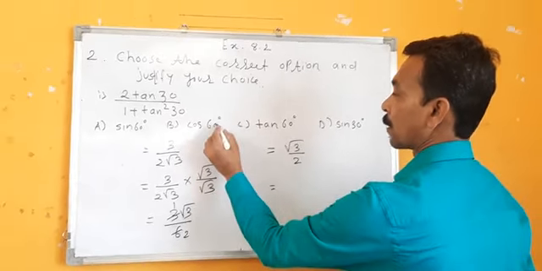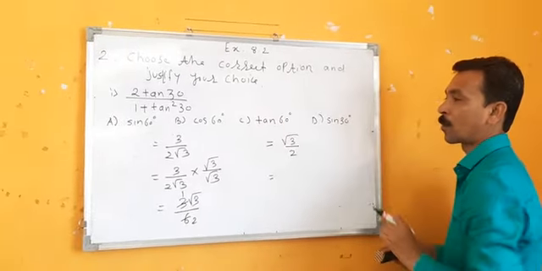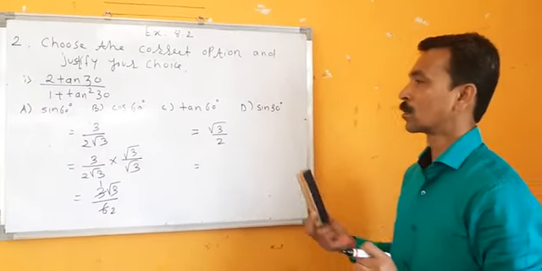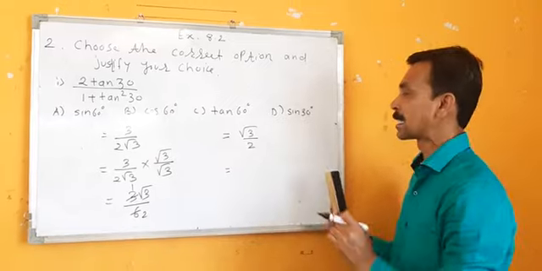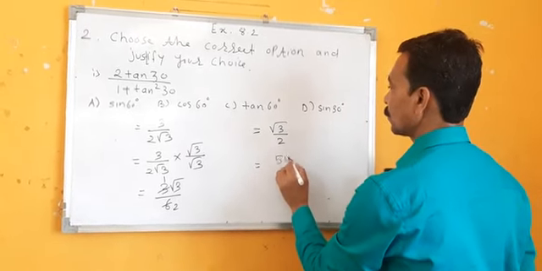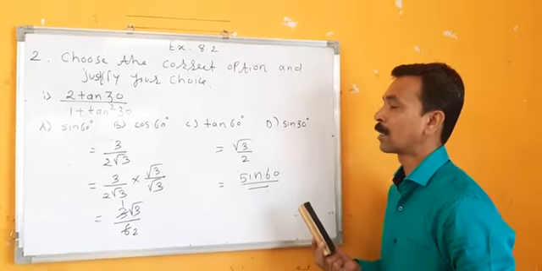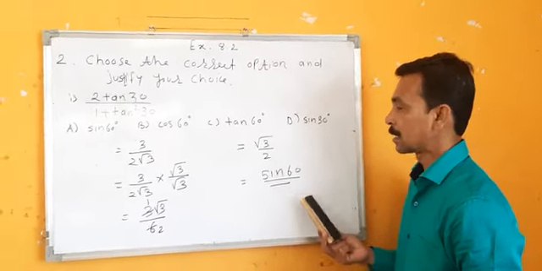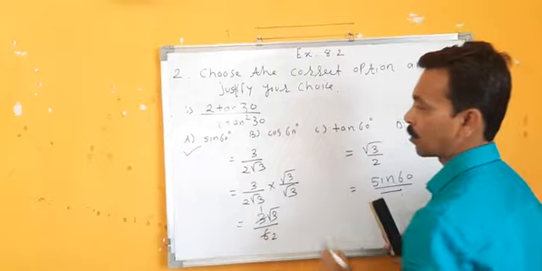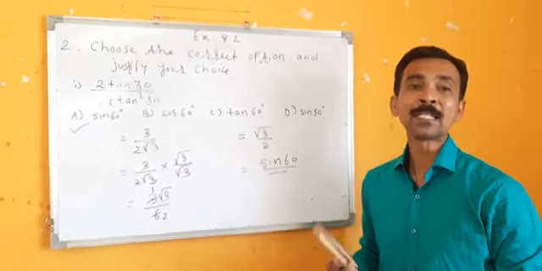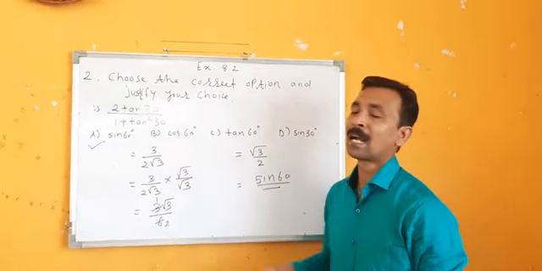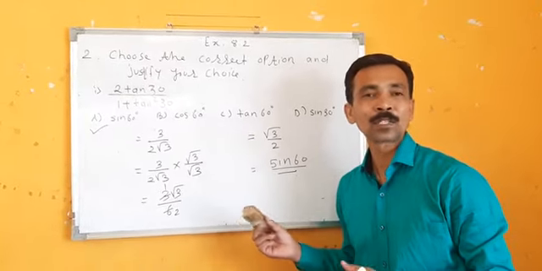But what is root 3 by 2 in terms of the options? Root 3 by 2 is sin 60. So the correct option is A, sin 60. Okay. I will write the second sum and I will solve it.